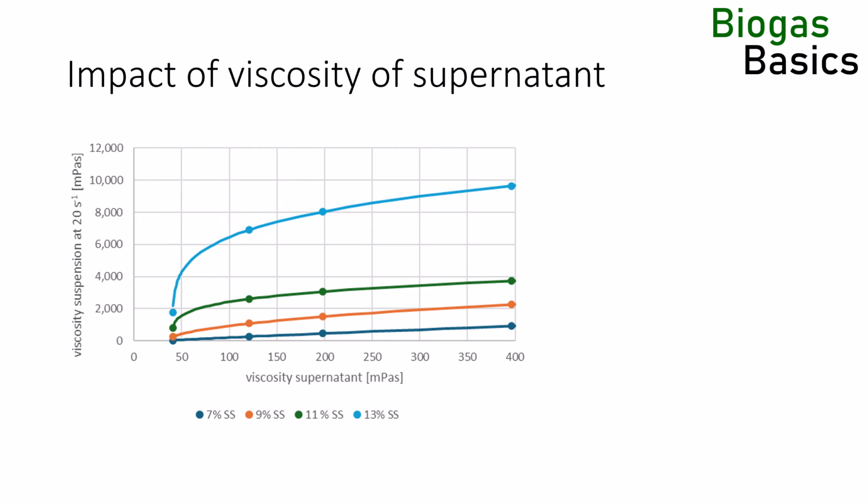It also explains how diluting the digestate with fresh water reduces the viscosity of the suspension further than diluting it with process water, i.e. separated digestate. Fresh water also dilutes the viscosity in the supernatant, whereas process water only reduces the concentration of suspended solids.